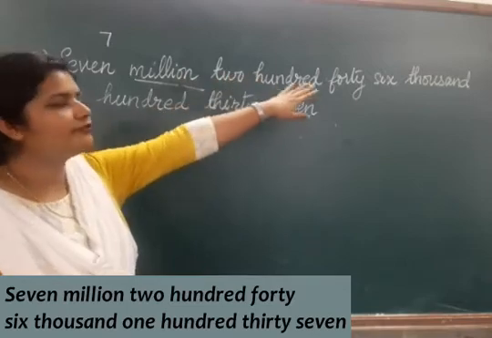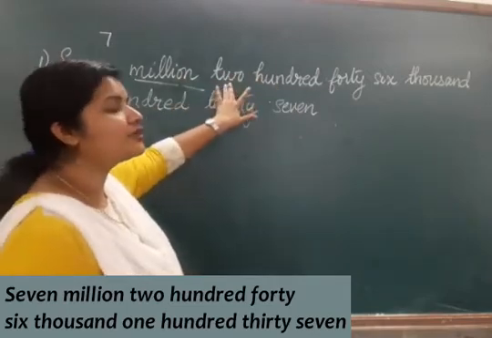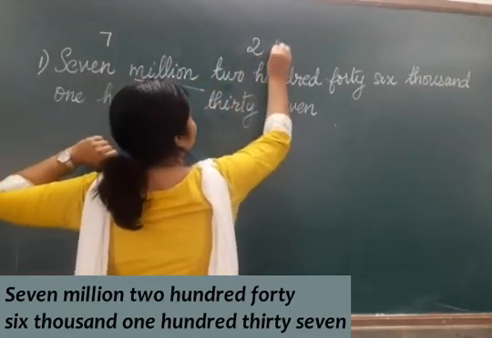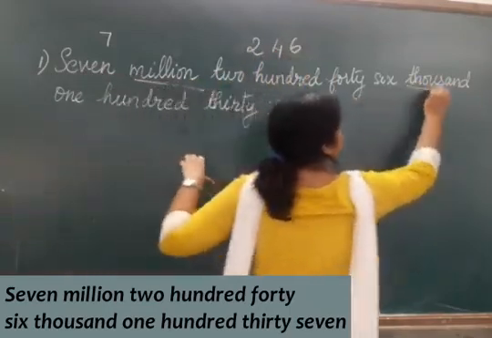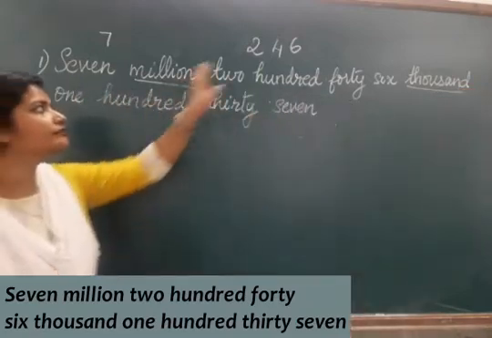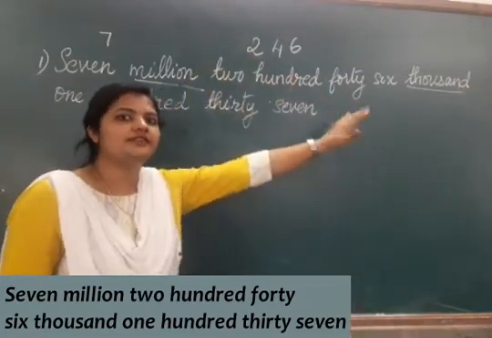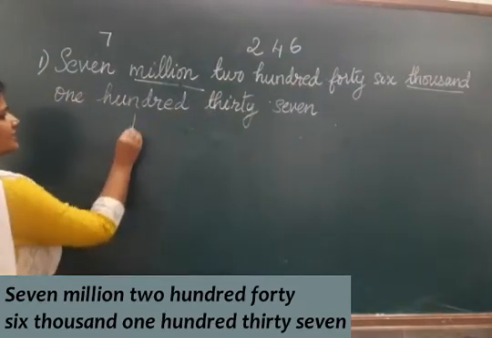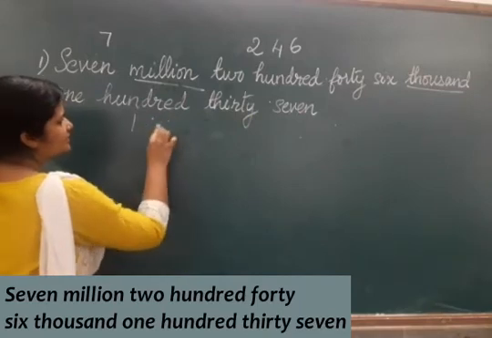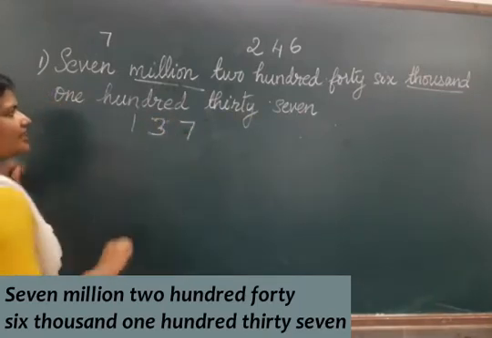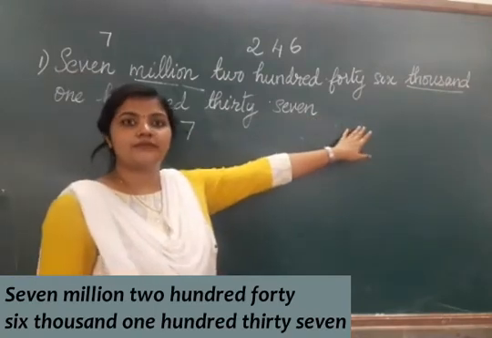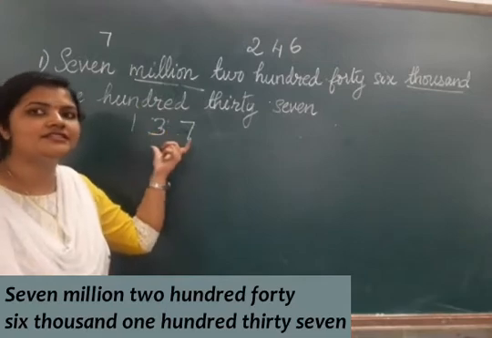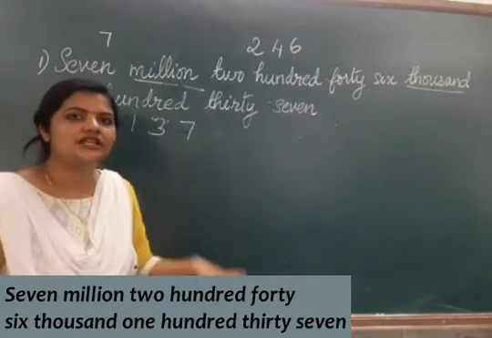Now 246,000. So how can you write 246 in numbers? You can write like this, right? 246 and the period is thousand. So 246 belongs to the period thousand. Now we have 137. How can you write this? 137. As you can see, there is no period mentioned here. So from this you can understand that this 137 belongs to the ones period.